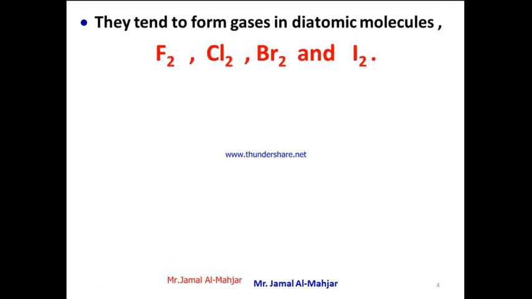Now, when they are found, they tend to form gases in diatomic molecules. So some of them are gases, some are liquid, some are solid, but when they change to the gaseous state, all of them are in diatomic molecules. So fluorine we call F2, Cl2, Br2, and I2.